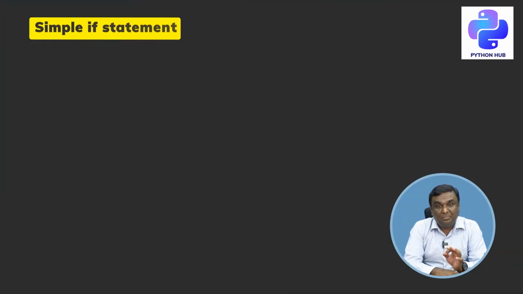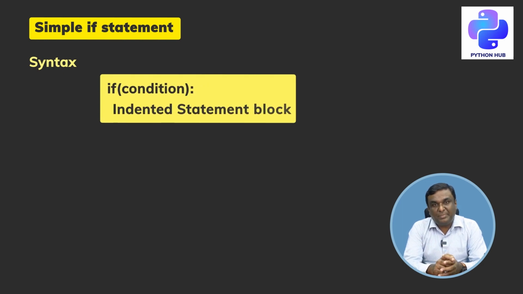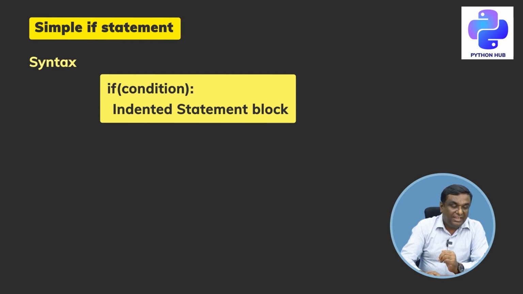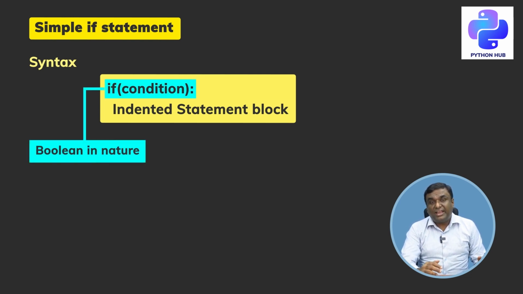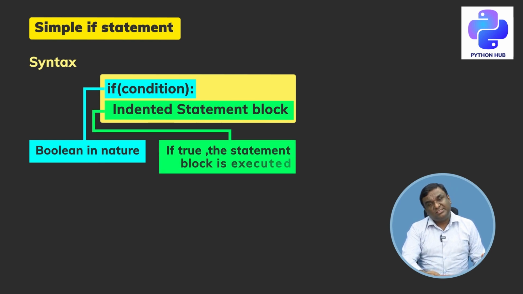I'll start with the simple if statement. It has a very simple syntax. If this condition is met, execute this indented statement. As you can see, it's more about this condition and the indented statement block. So whatever you have given as part of that block is going to be executed if the condition is met. The condition is generally Boolean in nature. Either it carries the value of true or false. If it is true, then the block is executed. If it is false, then we don't execute that block.